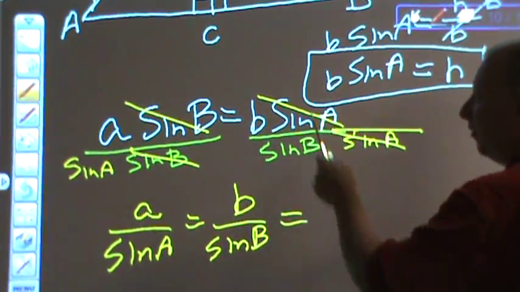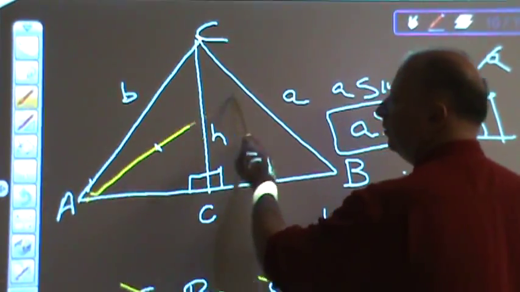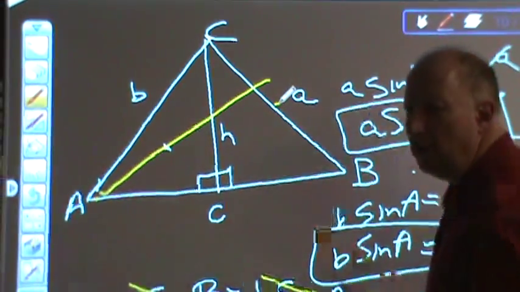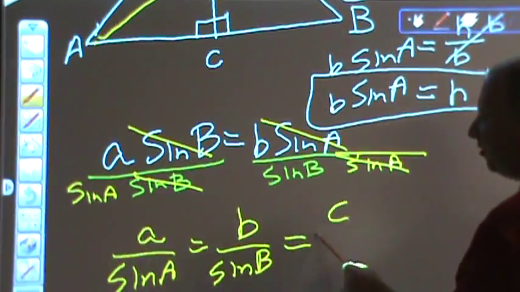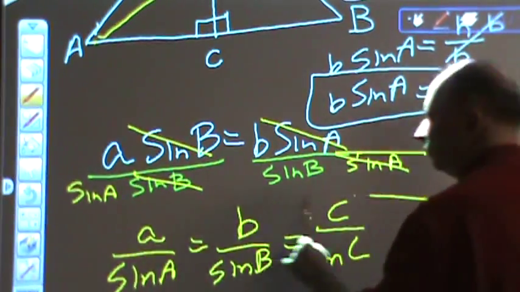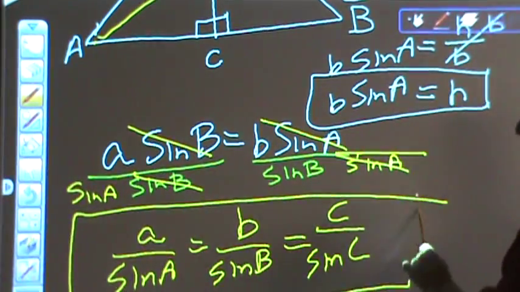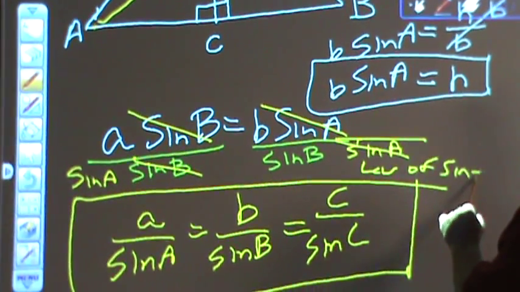And then, if we do it again, if I would have dropped it this way, I could have done the proof all over again one more time. And then we would say c over sine C. This is called the law of sines.